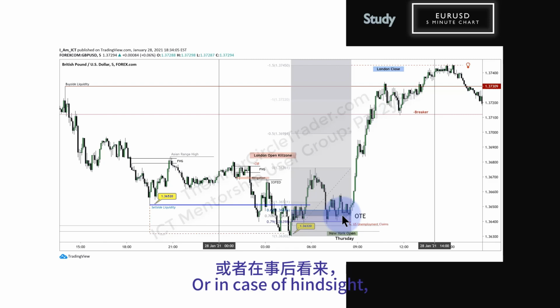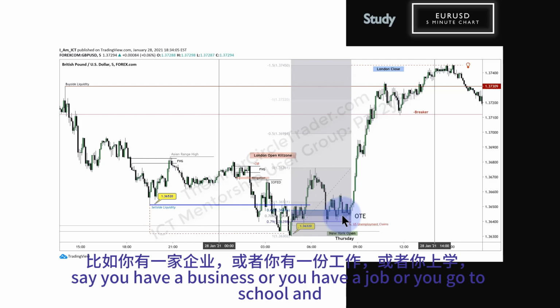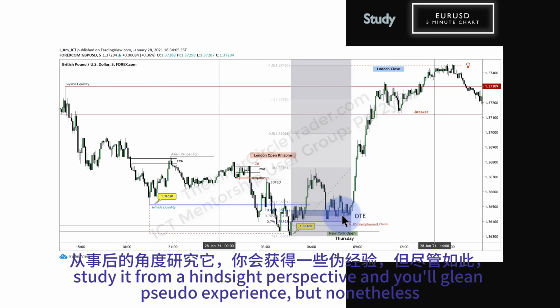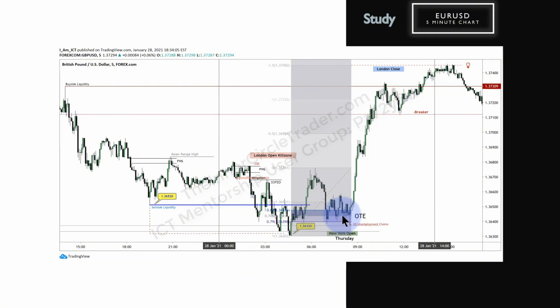in. Or in case of hindsight, say you have a business or you have a job or you go to school and you can't watch it during that live market action, then go back into your charts and study it from a hindsight perspective, and you'll glean pseudo experience, but nonetheless experience.